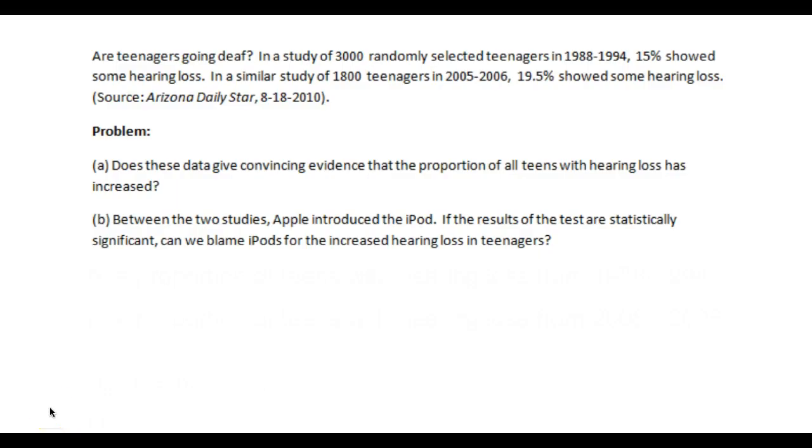Now let's take a look at an example involving a hypothesis test for two proportions. Are teenagers going deaf? In a study of 3,000 randomly selected teenagers between 1988 and 1994, 15% showed some hearing loss. In a similar study of 1,800 teenagers in 2005 and 2006, 19.5% showed some hearing loss. So yes, this is a difference of 4.5%, but is this convincing evidence that the proportion of all teens with hearing loss has actually increased? So remember, if it says does this data give convincing evidence, you're doing a hypothesis test.